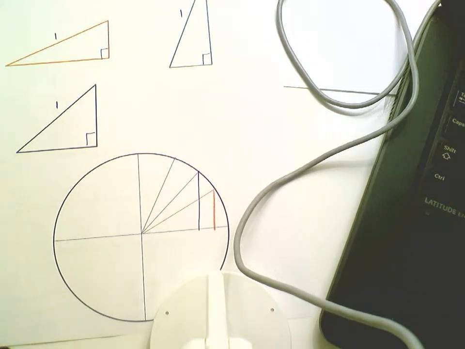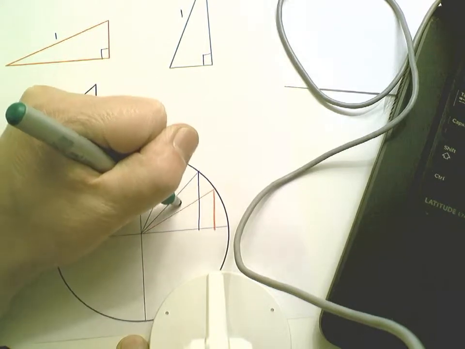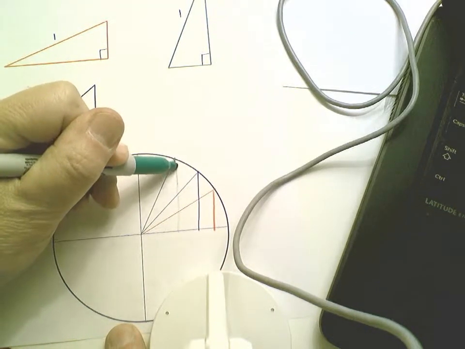It's a little bit thicker than I might want, but that's okay. Actually, my green is kind of giving up on me. Switch to a more effective green here very, very quickly. That looks a little better.